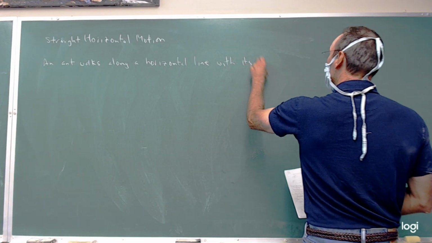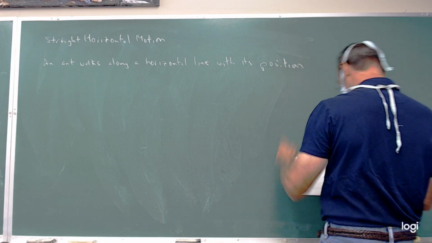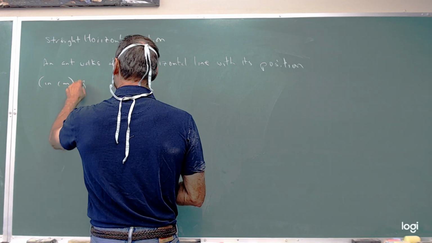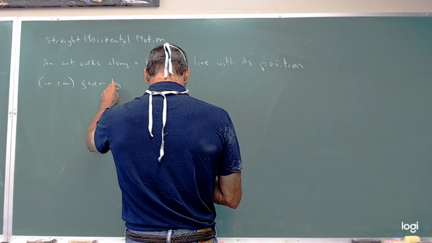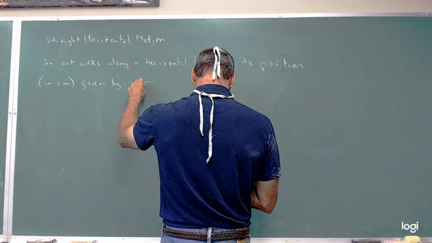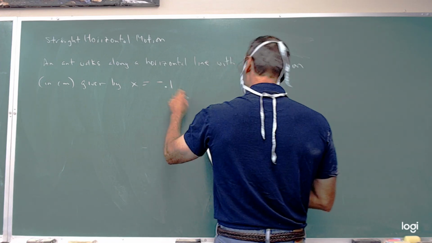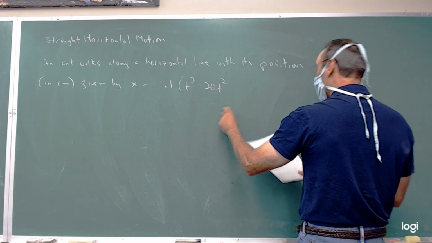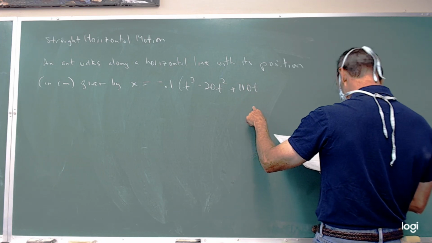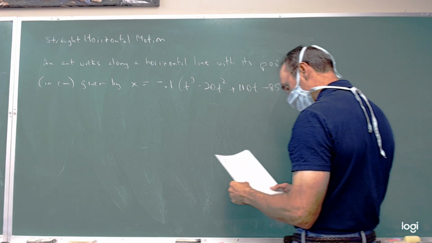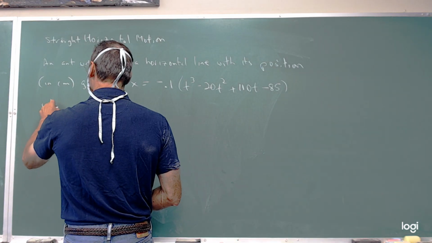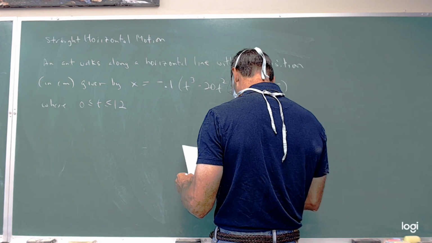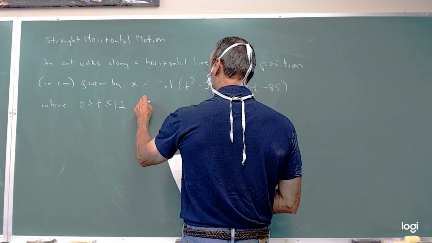With its position, in centimeters, given by x equals negative 0.1 times t cubed minus 20t squared plus 110t minus 85, where 0 is less than or equal to t is less than or equal to 12. And we're going to try to simulate that on our calculators.